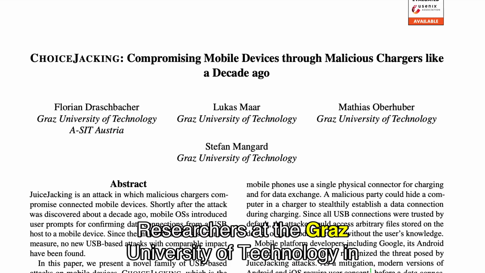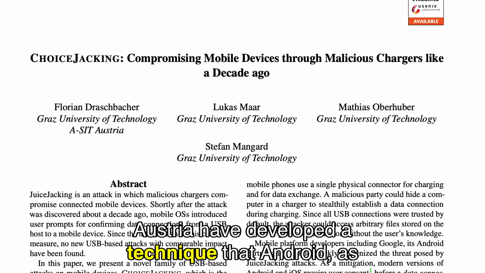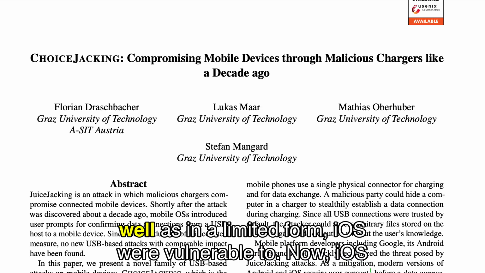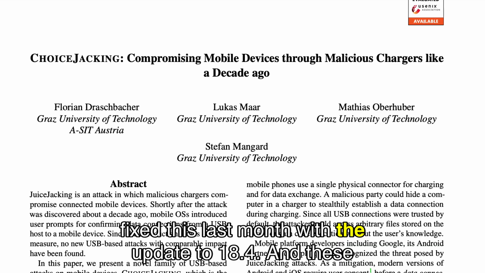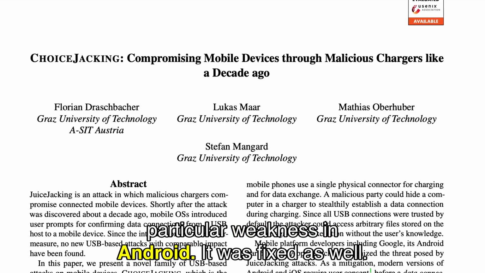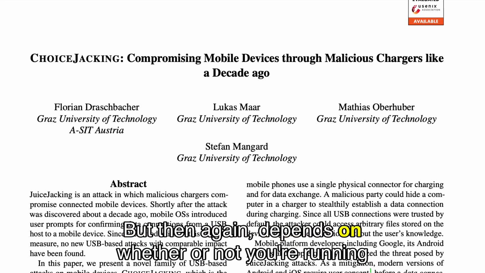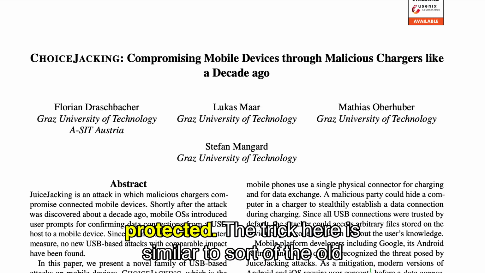Researchers at the Graz University of Technology in Austria have developed a technique that Android, as well as, in a limited form, iOS, were vulnerable to. Now, iOS fixed this last month with the update to 18.4, and these researchers were also credited with notifying Apple of this particular weakness. In Android, it was fixed as well, but then again, whether or not you are protected depends on whether you're running the latest version of Android.